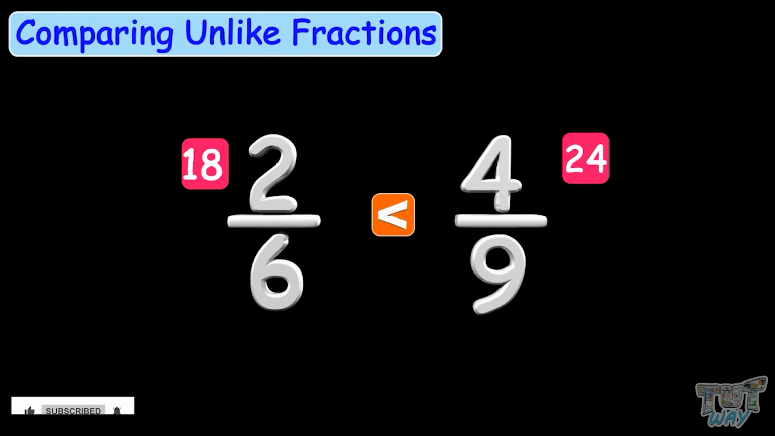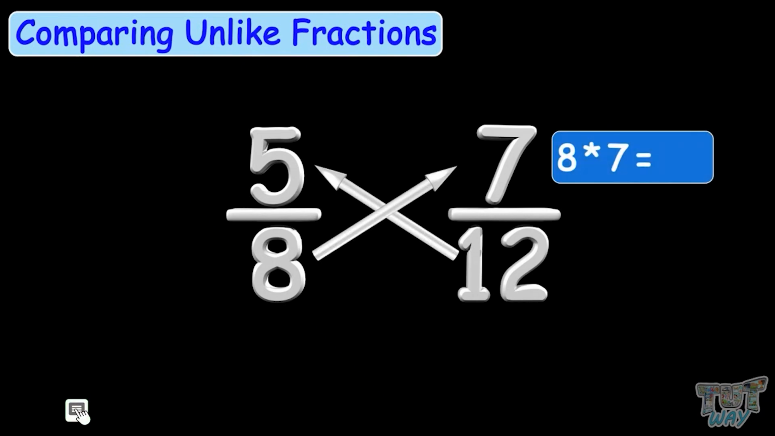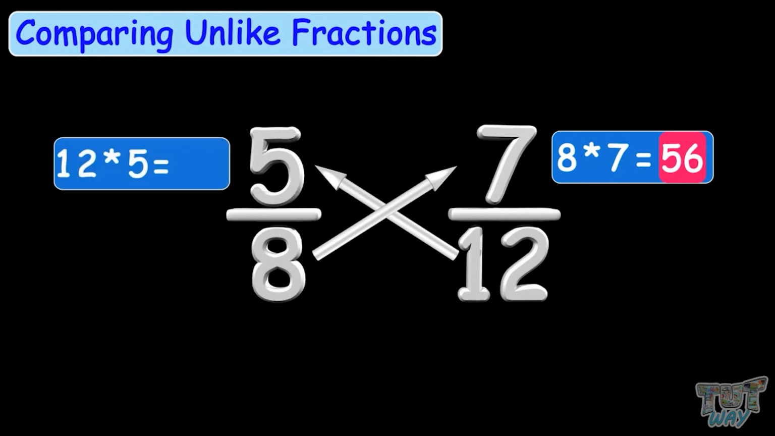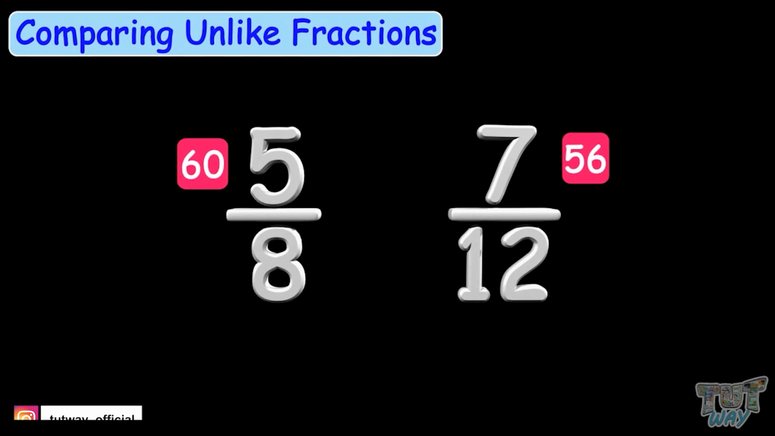Now let's compare 5 by 8 and 7 by 12. 8 multiplied by 7 equals 56. 12 multiplied by 5 equals 60. We get a bigger number on this side. So 5 by 8 is the bigger fraction.